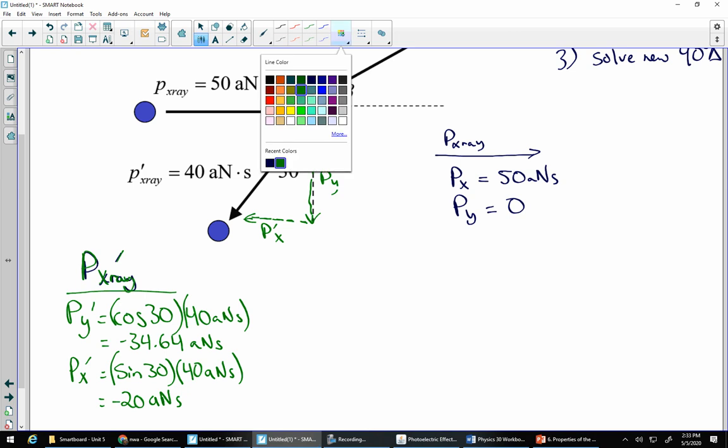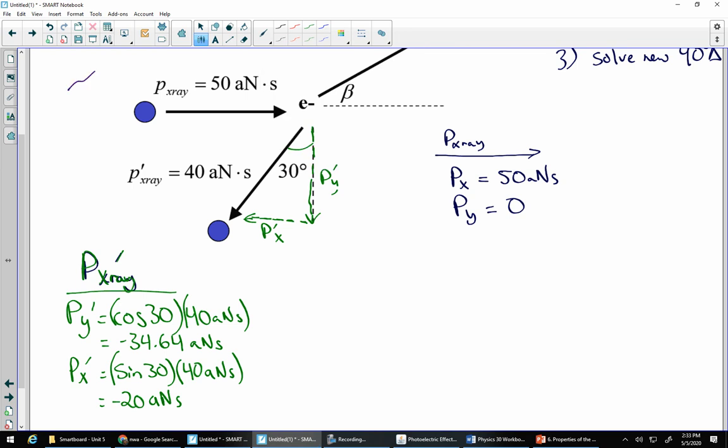I really like working in green, so I might go back to my purple here. So I've got total momentum in the X before is equal to total momentum in the X after. So let's just go through. So total momentum in the X before is, let's see, X before, that's just 50 atto-Newton seconds that's coming from up here. Then after, and we're dealing with the X, I've got this over here.